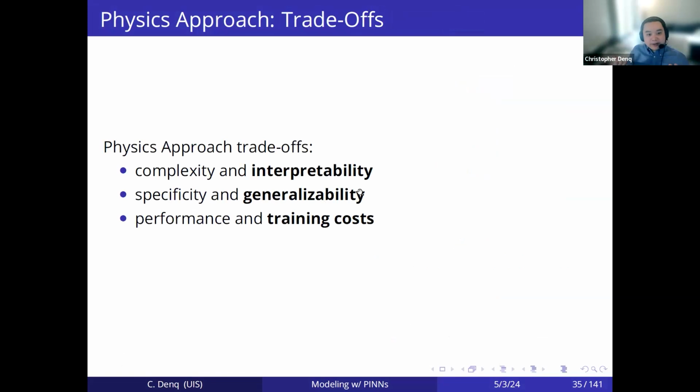And when we think about the physics approach to modeling, we always have to think about those guiding questions, right? The trade-offs. And it happens so that the physics approach tends to prioritize things on the right-hand side of these trade-offs.